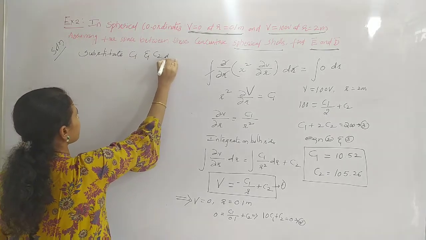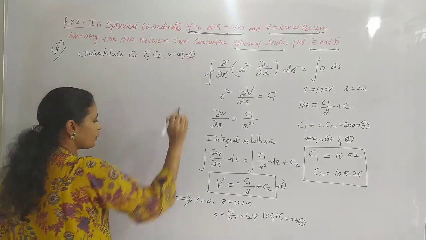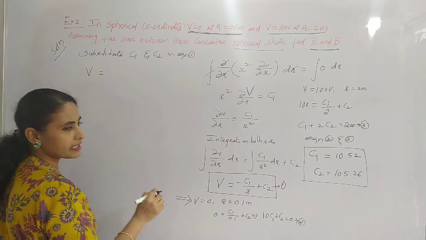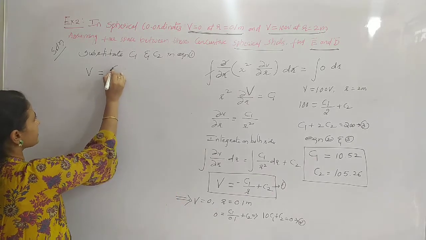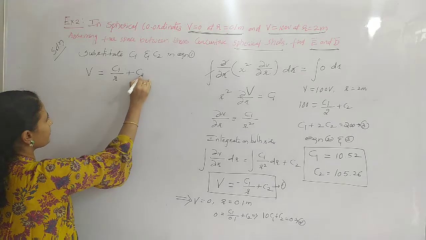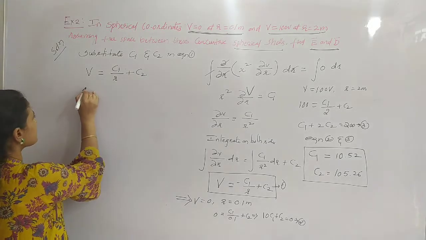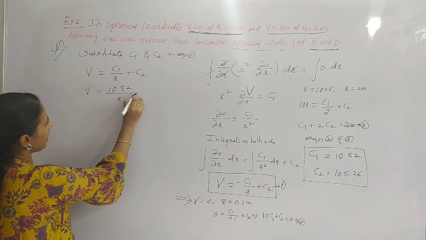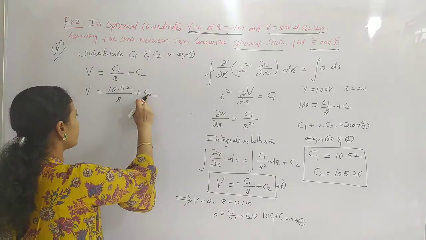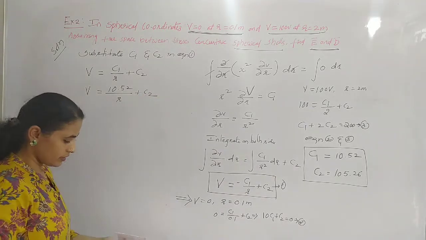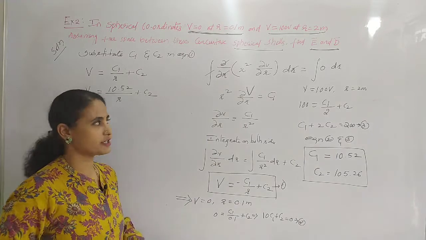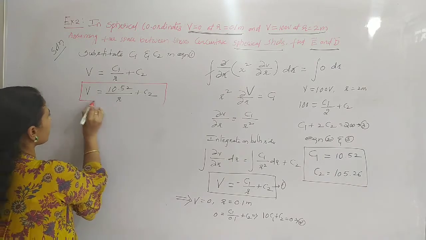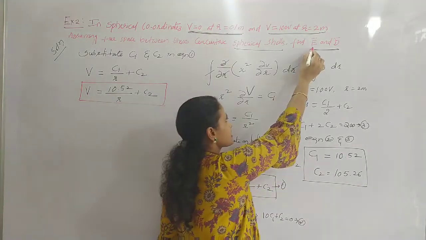Substitute c1 and c2 in equation 1. What is equation 1? It is the equation of voltage in terms of some constants. It is c1 by r plus c2. The c1 is 10.52 by r plus c2. Okay. Now this is the equation of voltage, but our task is to find the electric field and electric flux density, E and D.